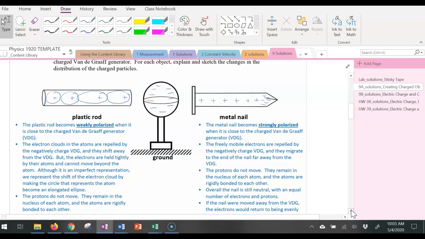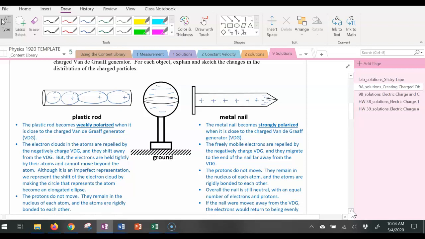But if you were to move this nail away from the Van de Graaff generator, it would go back to looking like it did in number 1. All of the charges would just be evenly distributed again. It would no longer be polarized.